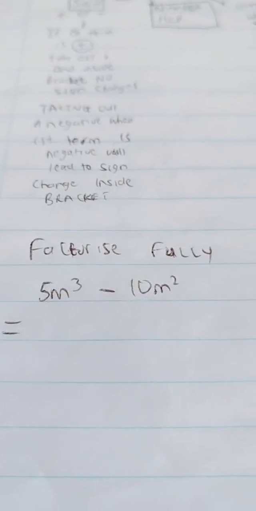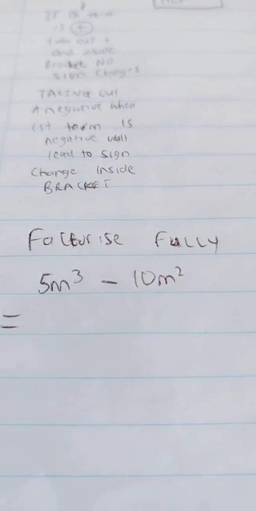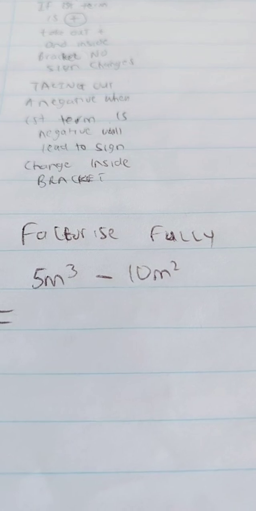So I hope from that we can now jump into a few examples and you guys can follow along. So let us say we are given a question and it says, let's start from the basic, factorize fully, and then they say 5m cubed minus 10m squared. So what do we then do with an expression of this nature when we are asked to factorize fully? 5m cubed minus 10m squared. The question says factorize fully. So what then do you do?